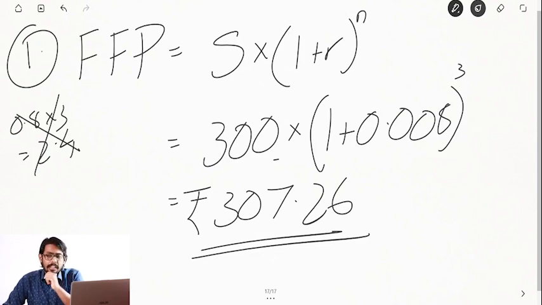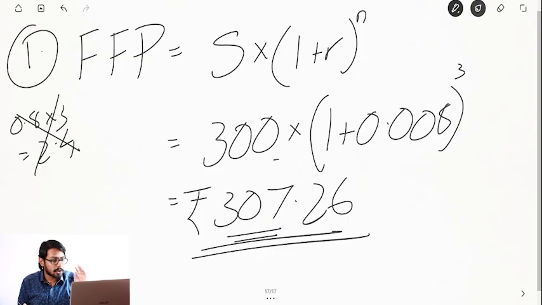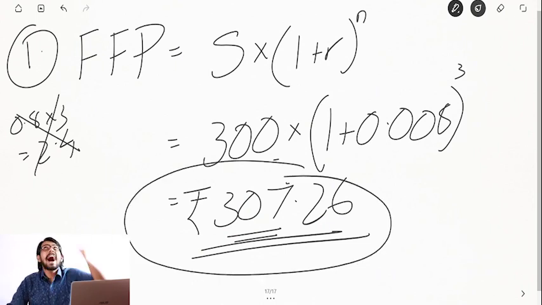You have found out that theoretically the price of futures should be 307.26. However, in the market, the actual price of futures is rupees 312. Theoretically, you found it should be 307.26. Actually, it's 312. Isn't that a mistake? The market has committed a mistake. You go to the Money Control app, where there is an option to check the futures prices, and the futures price there is 312. You did the computation using pen and paper and found the price is only 307.26. Aha! You have found a mistake in the market.